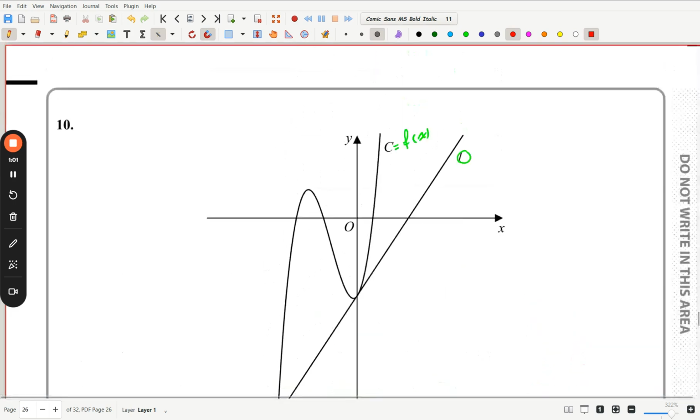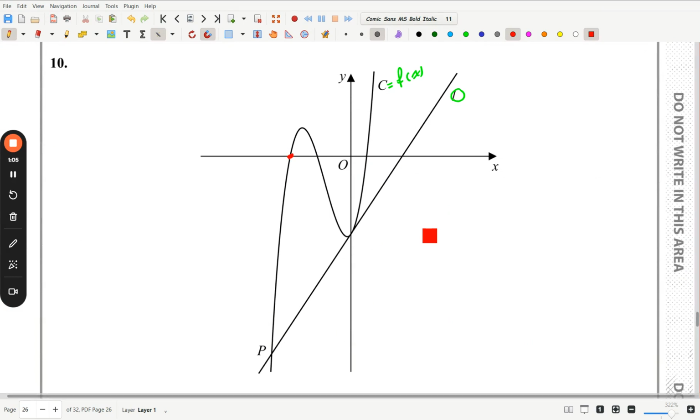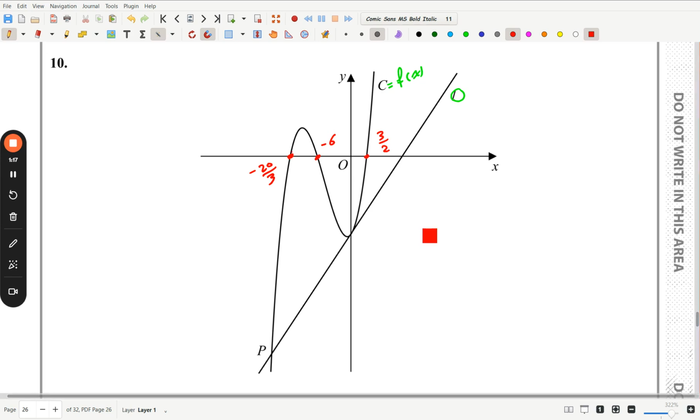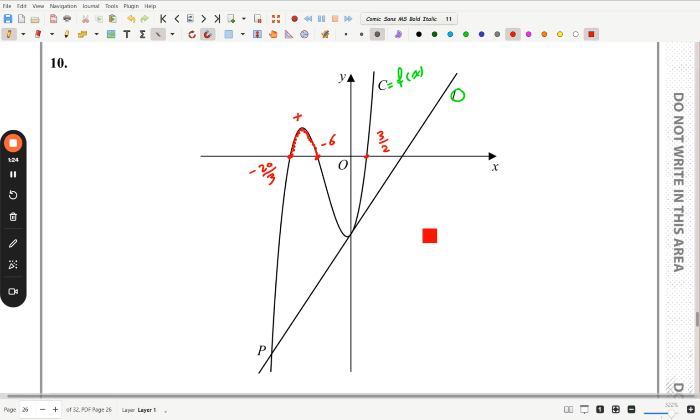So we can use the graph itself here. Here we have negative 20 over 3, here we have negative 6, and here we have 3 over 2. As you can see, between negative 20 over 3 and negative 6, the sign is positive, above the x-axis. So the first interval is x greater than or equal to negative 20 over 3 and less than or equal to negative 6.